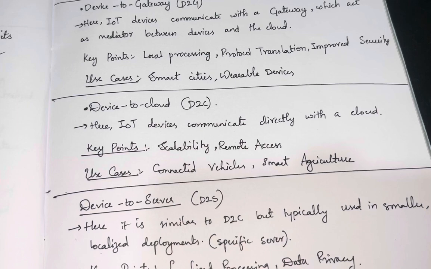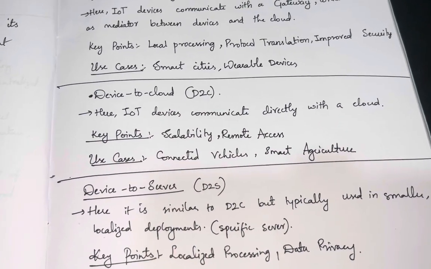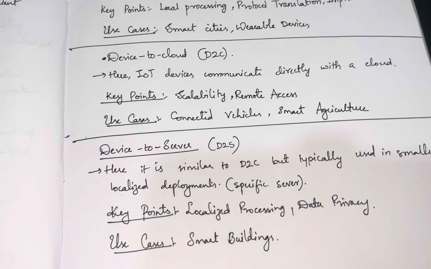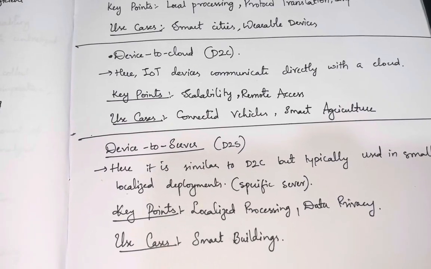And the last one is device to server, D2S. Here it is similar to D2C, but typically used in smaller localized deployments, like a specific server. Rather than connecting to an entire cloud, the device is connected to a specific server from that cloud. It doesn't need to enter the very huge cloud, just a part of it. The key points of it are localized processing and data privacy. As the server is completely for the device, the data is completely secured.